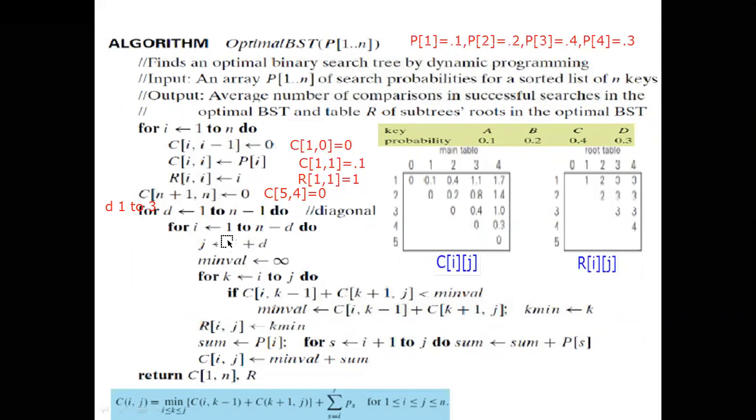First value we will see here, I is equal to 1 to n minus d. What is the I value we will get here? I is equal to 1 to n minus d. What is n? 4. 4 minus 1, it is 3, right? That is the first for loop.